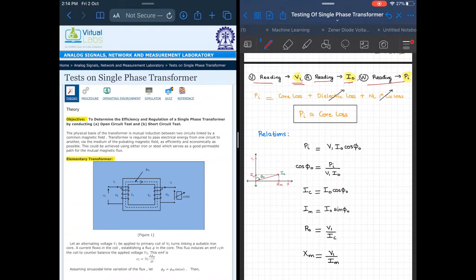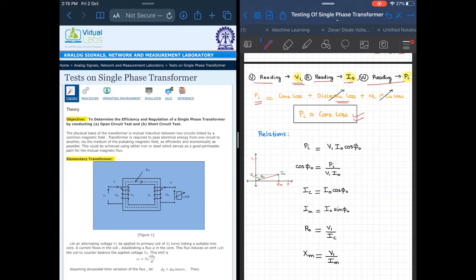Since we have only shunt parameters, the wattmeter will read constant loss. Actually, the reading in the wattmeter is, let's say, PI. So PI is equal to core loss plus dielectric loss plus no load primary copper loss. Now, as I told you while drawing the equivalent circuit, we were neglecting the no load copper loss as well as the dielectric loss. So we can say that PI is approximately equal to the core loss.